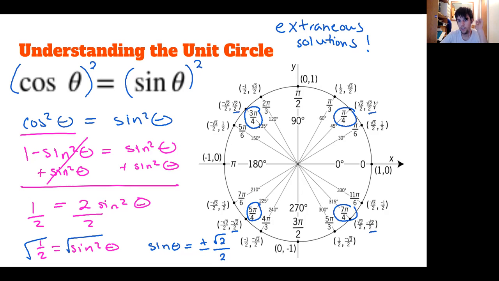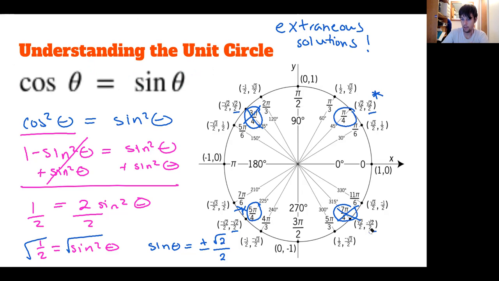Now, we already know which ones are good. We already talked about it. It's this one right here and this one right here. Those are both good because they're exactly the same. These other ones are kind of close. They're the same numbers. One's positive, one's negative. So these are actually extraneous solutions that are solutions to this equation, but not to the original, not to this equation right here, right? Because the cosine value here is negative square root 2 over 2. The sine value here is positive root 2 over 2. Not equal. So this is not a solution.